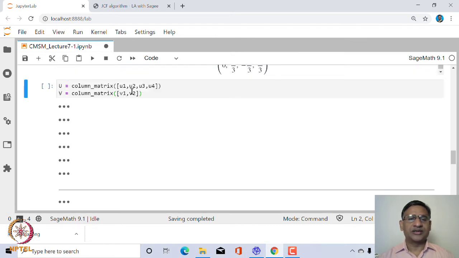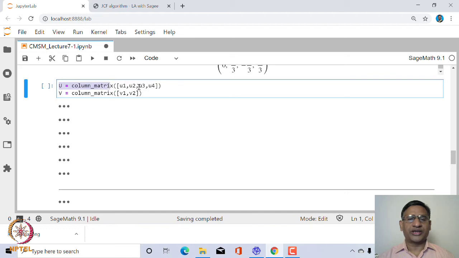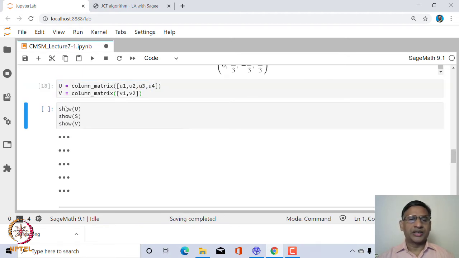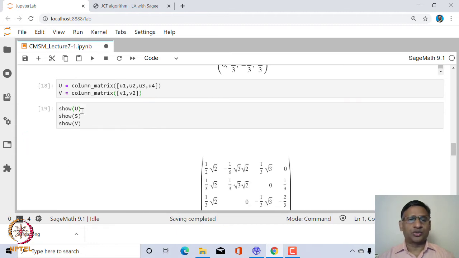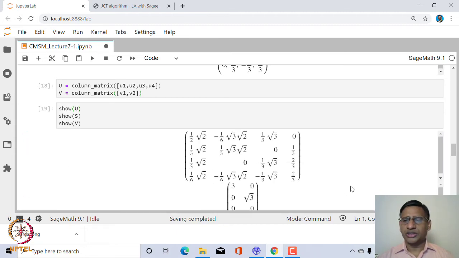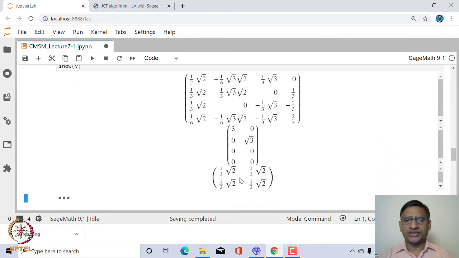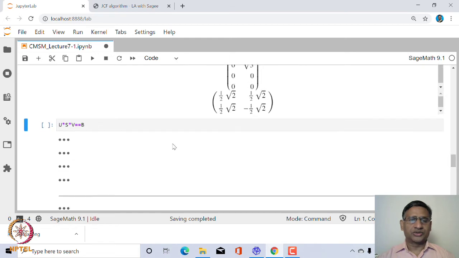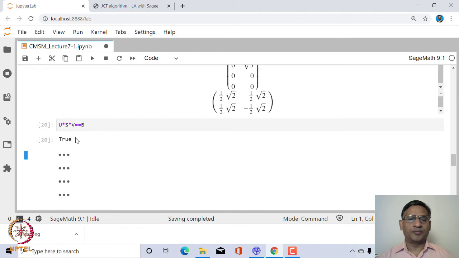Now let us define the matrix U, which is the column matrix of U1, U2, U3, U4, and matrix V as the column matrix of V1, sorry, V1 and V2. There are two vectors only, right. Now you can ask it to show what U is. So this is U, and this is the sigma, and this is the V. Therefore we have obtained the singular value decomposition of B, right. So you can check that U into S into V should be equal to B.